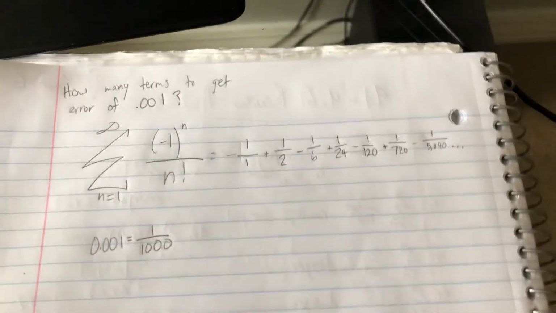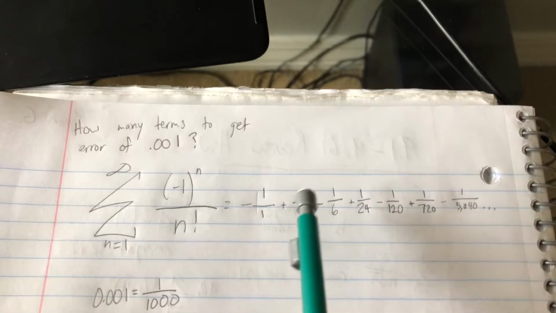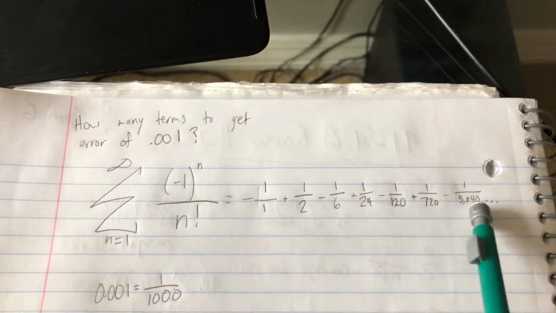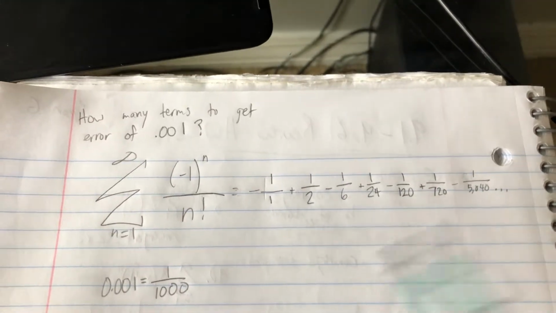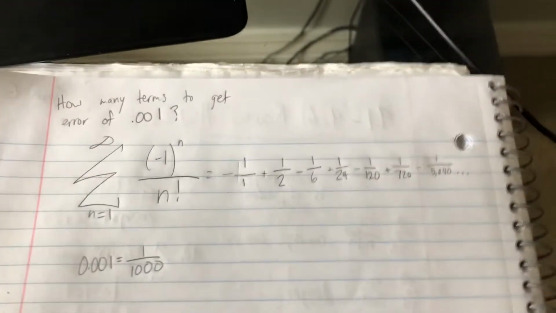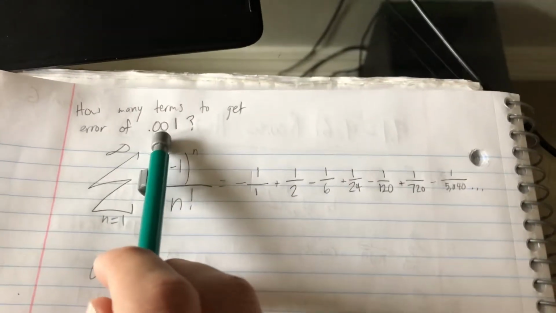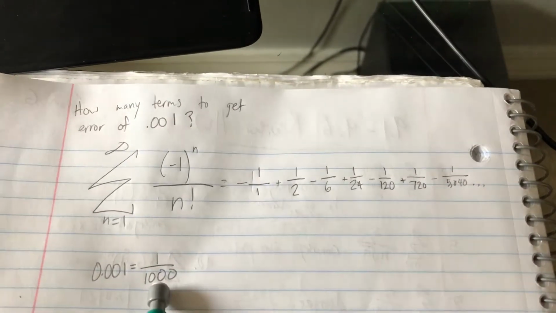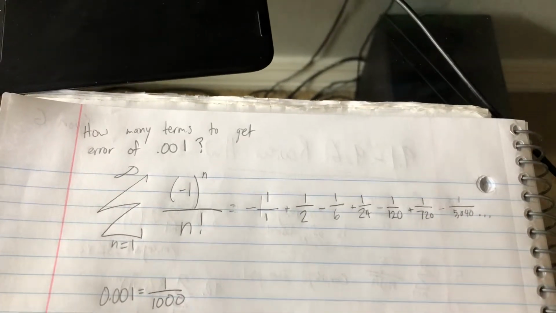And so first we can look at this first term, we know it's negative, and then written out, this is basically just the series written out right here. It's alternating negative, positive, and then so on. So first we need to look at 0.001 because that's our goal for the error. So right here we see that 0.001 is 1 over 1,000, which you should know.